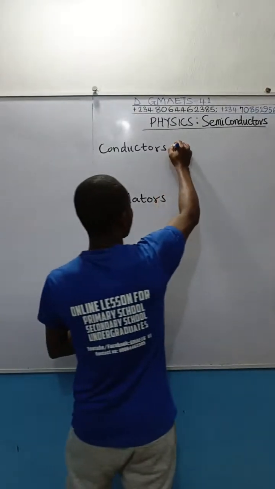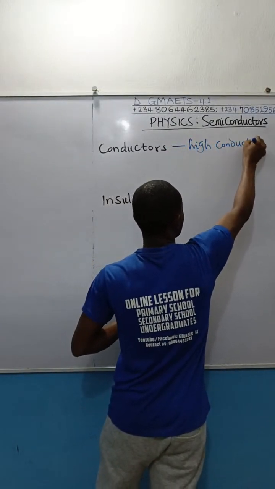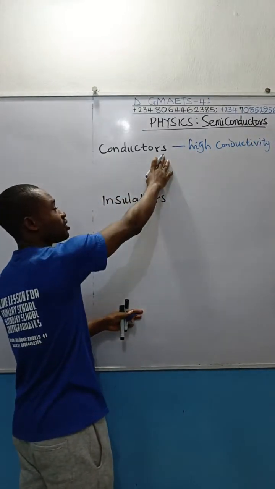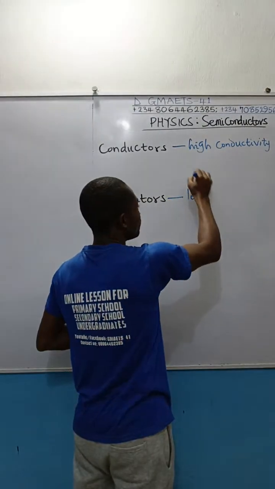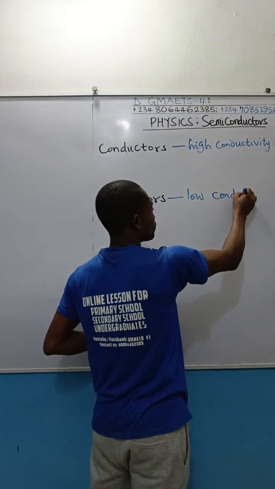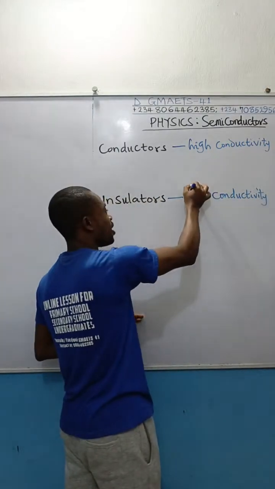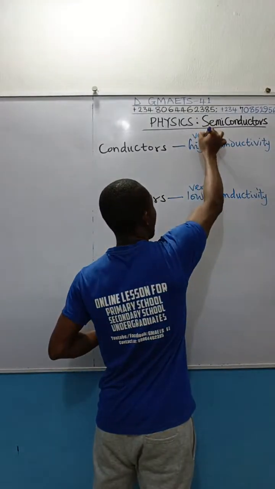Now, try to understand what we've said here. These guys, the conductors, have high conductivity, meaning that their resistance is low. These ones, the insulators, have low conductivity. In fact, let me specify, very low. And then the conductors, very high.